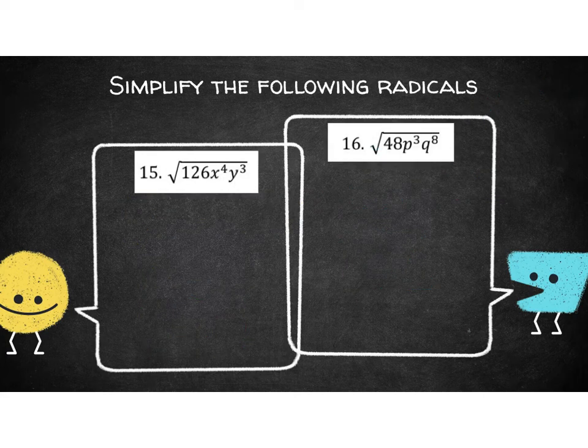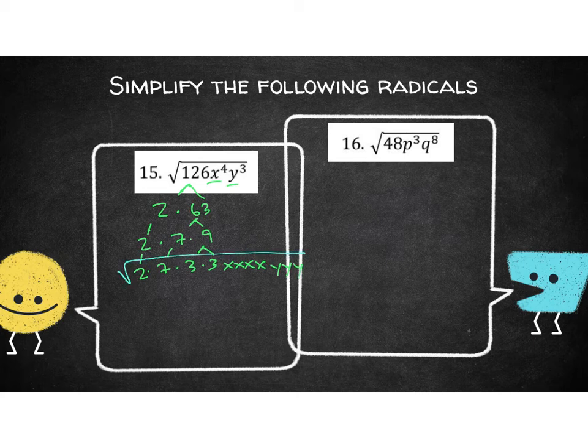Okay, last two. 126 to my knowledge is not a perfect square. I do see that it's even though, so let's see what it is when we divide it by 2. So 126 divided by 2 is 2 times 63. 63 is the same thing as 7 times 9. So I end up with a 2 and then a 7 and a 9. That 2 comes down, that 7 comes down, 9 is 3 times 3. All right, so there's my prime factorization of 126. Then I've got all the variables. So 1, 2, 3, 4 x's and 1, 2, 3 y's. So if I put those under the radical, what pairs can I take out?